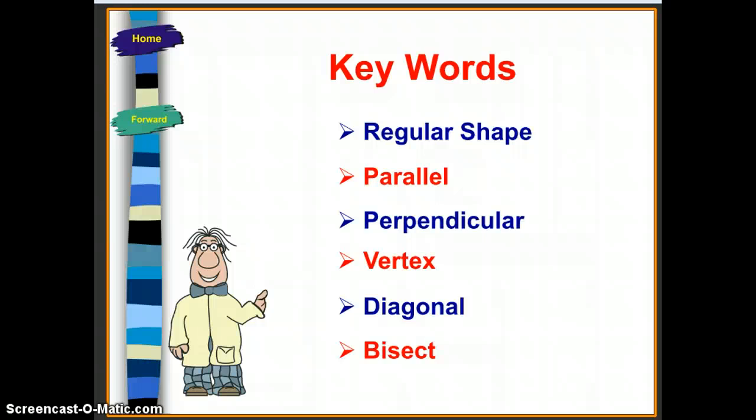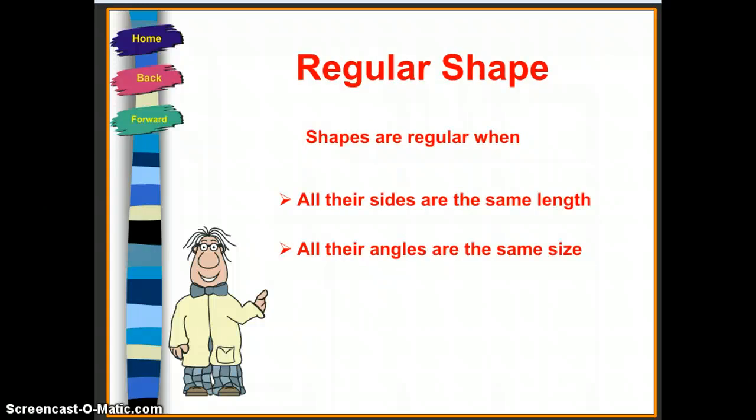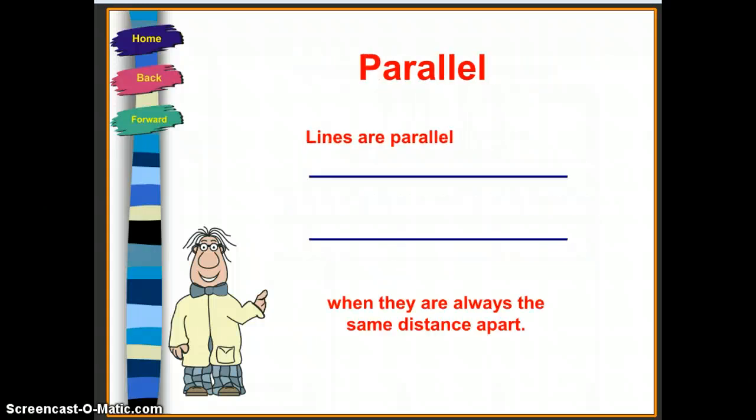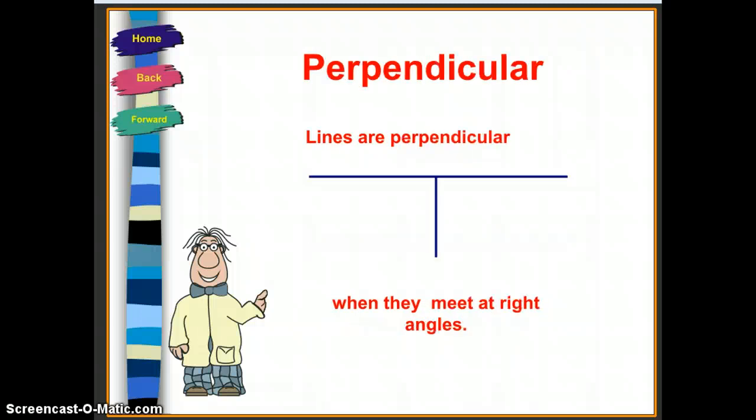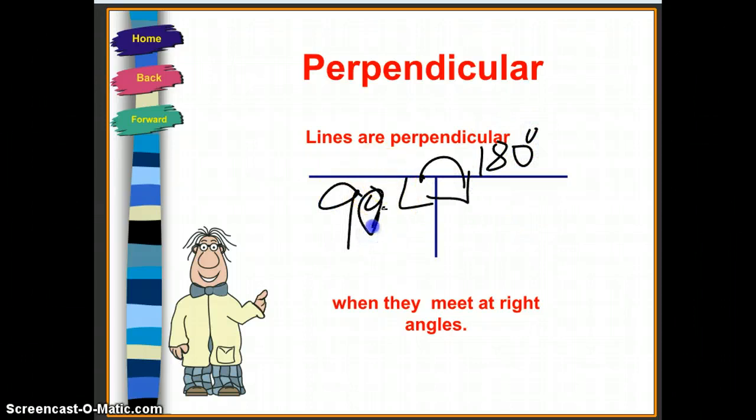Does anyone know what vertex is? Perpendicular, parallel, diagonal. That's all geometry. It's not actually measurement, but we're measuring these shapes, so it's still quite nice to have a look at the language. Parallel lines never meet. They're always the same distance apart. Perpendicular, they meet at right angles. So it's smack bang in the middle. That one there is like 180 degrees, and these are 90 degrees and 90 degrees.